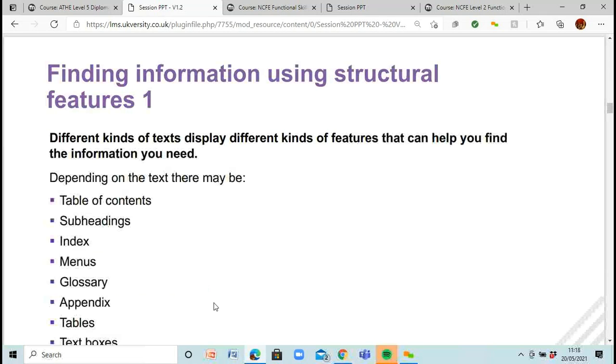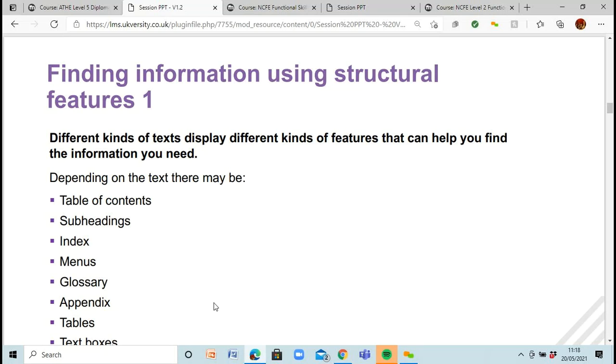So these are the different types of texts. We're going to look at finding information using structural features. Different kinds of text will give you different kinds of features that you can find information on. It really depends on what sort of information you're looking at.